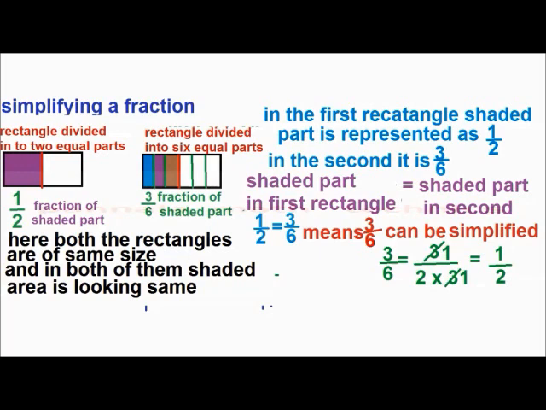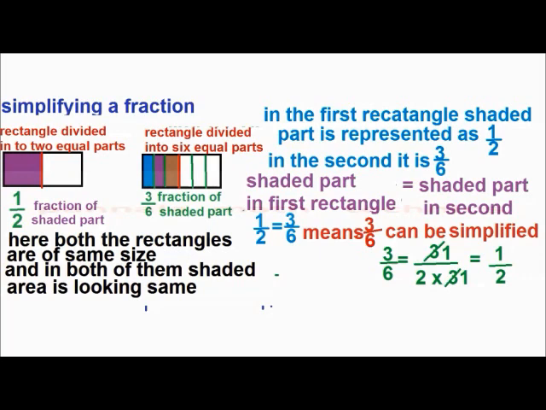How? 3/6 is equal to 3 over 2 times 3. We can write 6 as 2 times 3. The 2 and 3 are the factors of 6. So the 3 in the numerator and the other 3 will cancel. That becomes 1/2. So 3/6 is an equivalent fraction of 1/2.